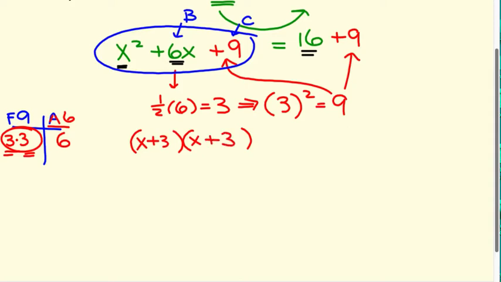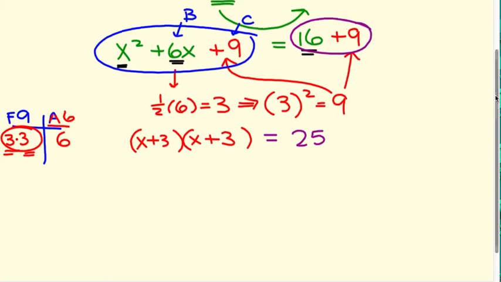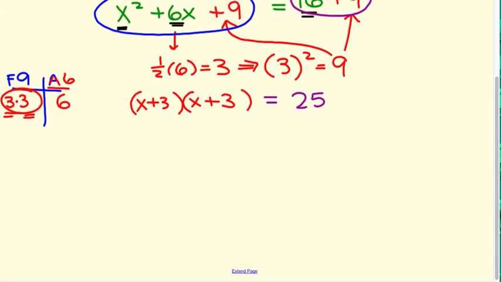So in factored form, the left-hand side would be x and x, and then plus 3 and plus 3. On the right, we just combine these two terms together. 16 plus 9 is 25. Now I can combine these two parentheses together as x plus 3 all squared, and then 25 on the right. The rest of the problem is finished by solving by undoing.